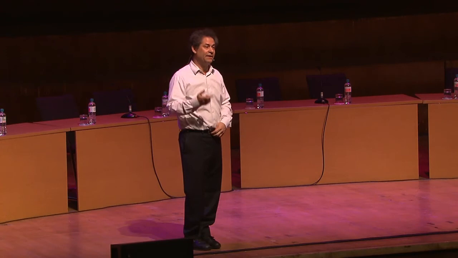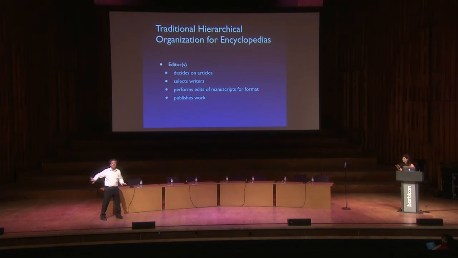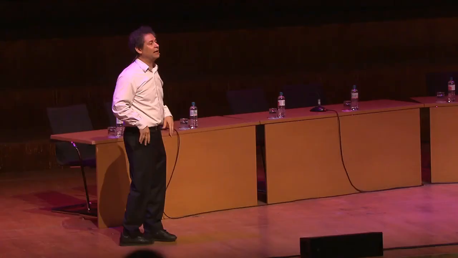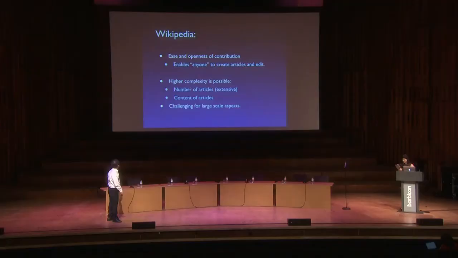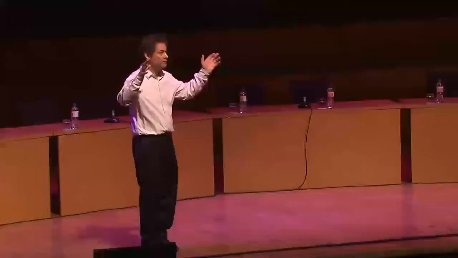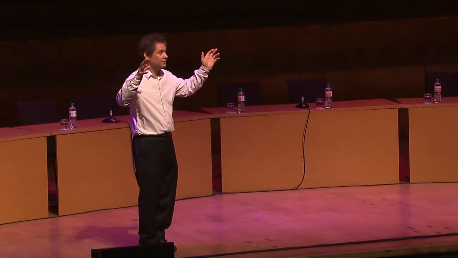Now, the internet enabled the last piece to be set aside, so to speak, and Wikipedia took advantage of this to take a tremendous step and enable, quote, anyone, and I put anyone in quotes because there are some limitations on who can do this in terms of skills, but in principle, anyone to create articles and edit. Which means, by our analysis, that a much higher complexity is possible, but also it meant the challenge for the large-scale aspects in terms of creating uniformity and conformity. Is that clear? Great. Next.